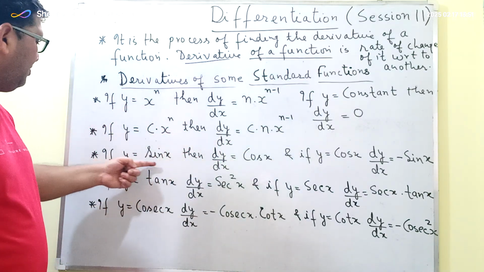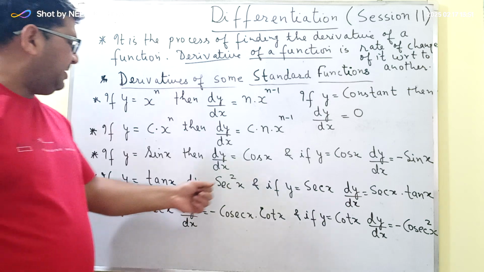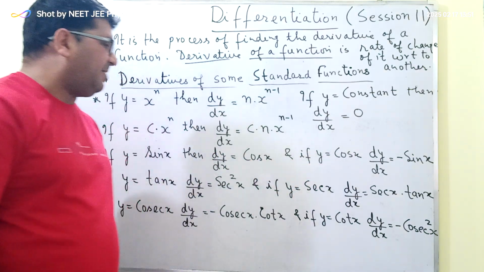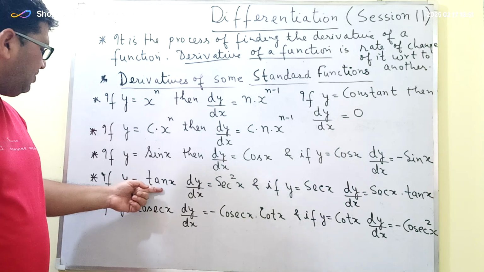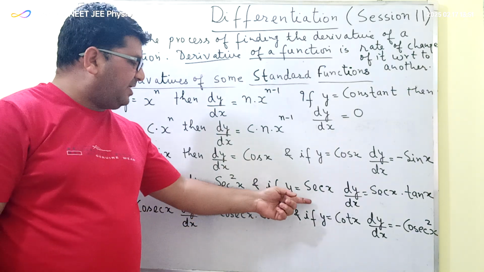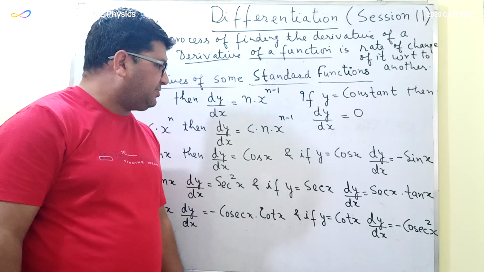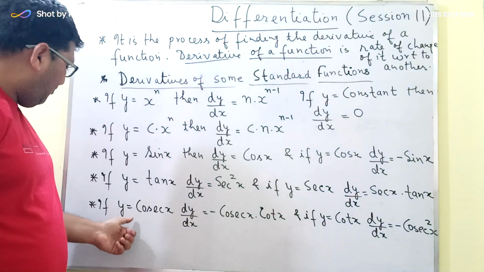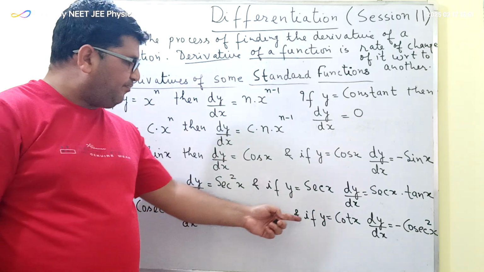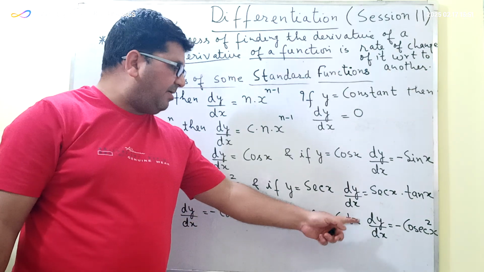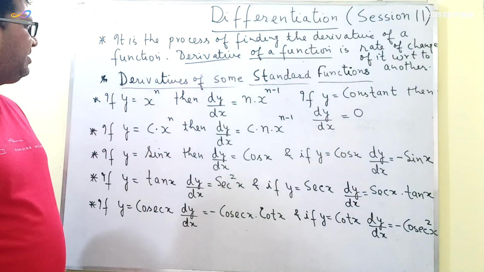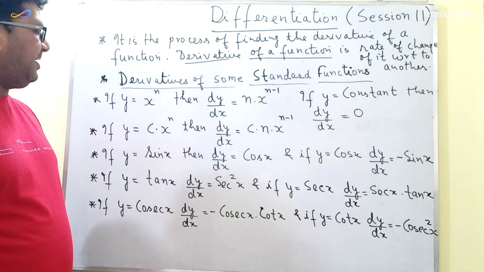अब if y is equal to sin x है, then dy by dx will be equal to cos x. y अगर cos x के बराबर है, then dy by dx is equal to minus sin x. Now if y is equal to tan x, then dy by dx is equal to sec square x है. And if y is equal to sec x, then dy by dx is equal to sec x into tan x. If y is equal to cosec x, then dy by dx is equal to minus cosec x into cot x. और अगर y cot x के बराबर है, then dy by dx will be equal to minus cosec square x. So these are some of the derivatives of few standard functions.